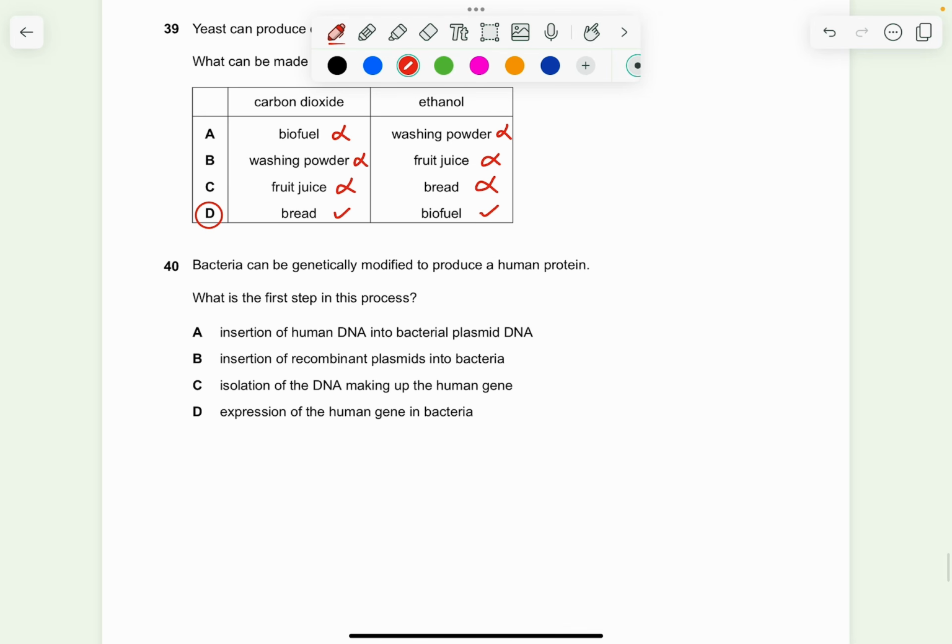Now, question 40, the last question. Bacteria can be genetically modified to produce a human protein. So what is the first step in the process? So it's of course to isolate the DNA making up the human gene. So the answer is C.